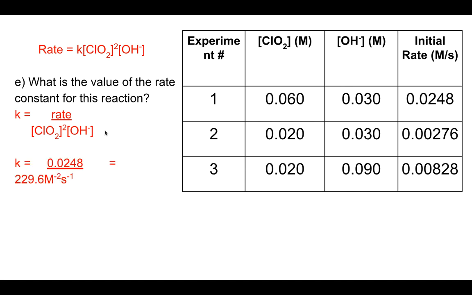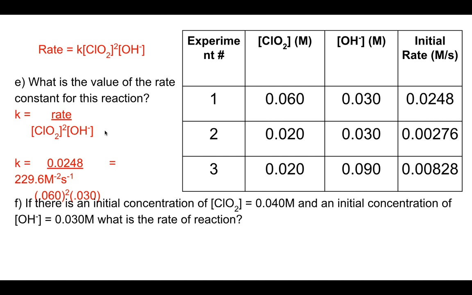I'm going to use my values from experiment 1. Sorry, you guys, that got messed up a little bit. So it's 0.0248 divided by these concentrations. And then this is my value here, 229.6 molar to the -2, seconds to the -1. And remember, we're using this because it's third order overall. So it's always seconds to the -1. And then it's the overall order -1. So 3 minus 1 is 2.